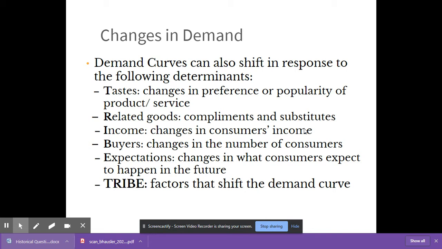So we can see if the entire graph is going to shift to the right, in which there's going to be more quantities demanded at all prices, or if taste changes away from that good or product, the entire graph will shift left. For related goods, complements and substitutes, that may shift the curve left or right, which we've already practiced in class.